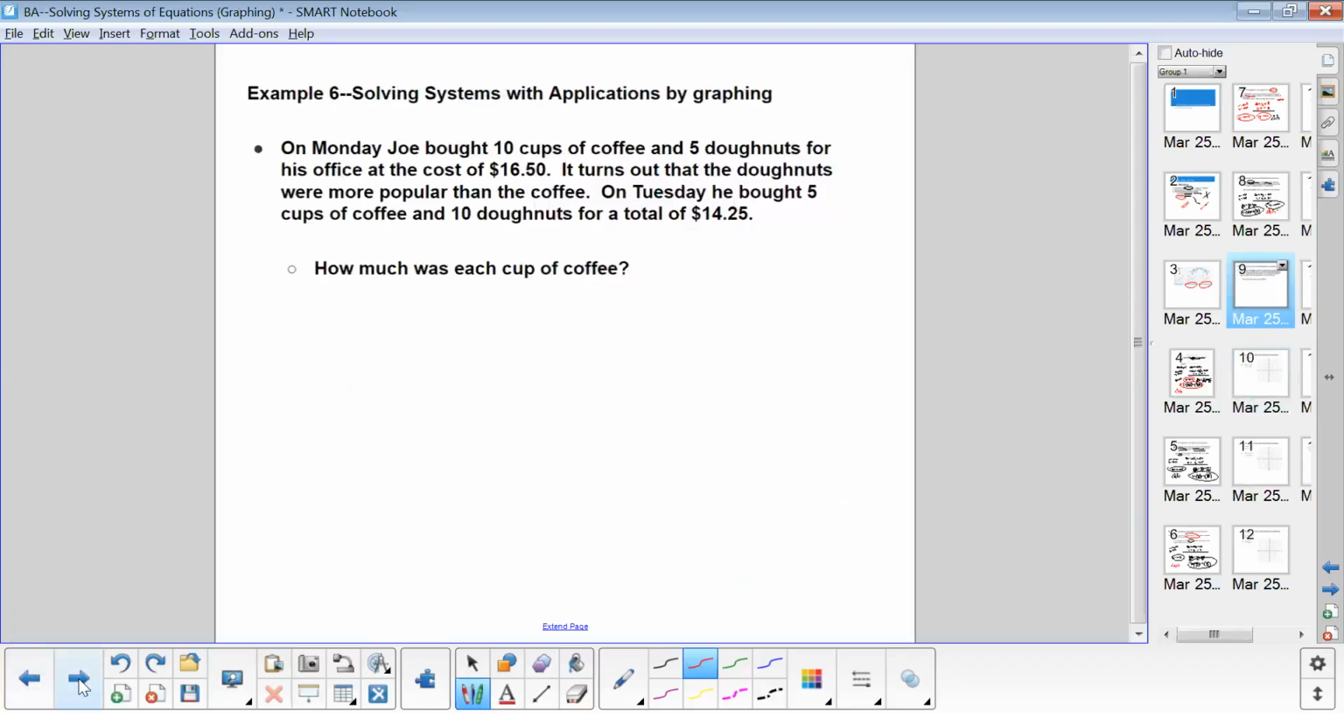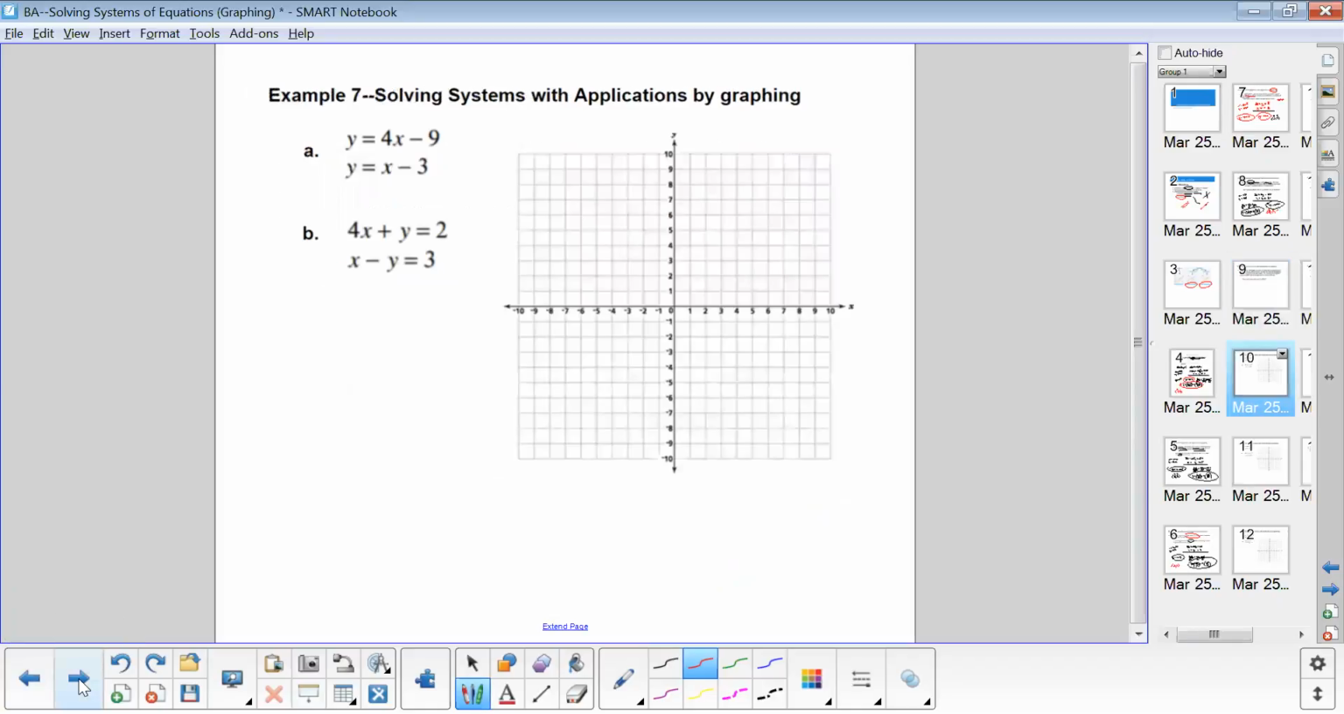We're going to skip example 6 there and go into 7. Notice this is one system. These are just 2 different problems. So if we look at them, they're both already in slope-intercept form.